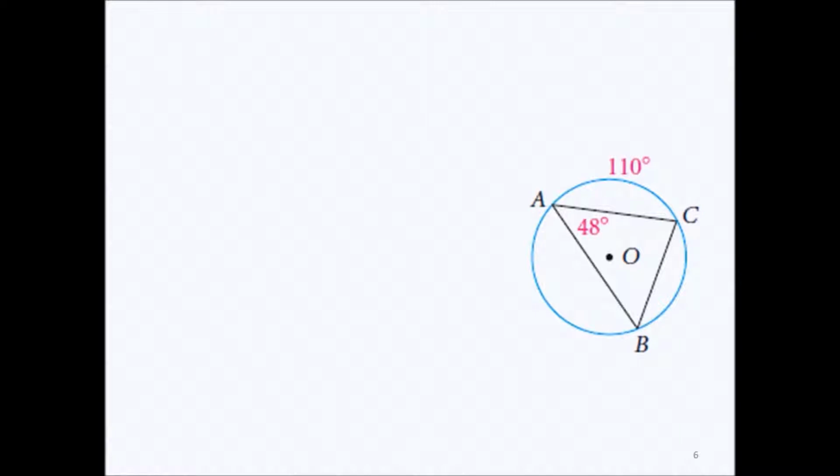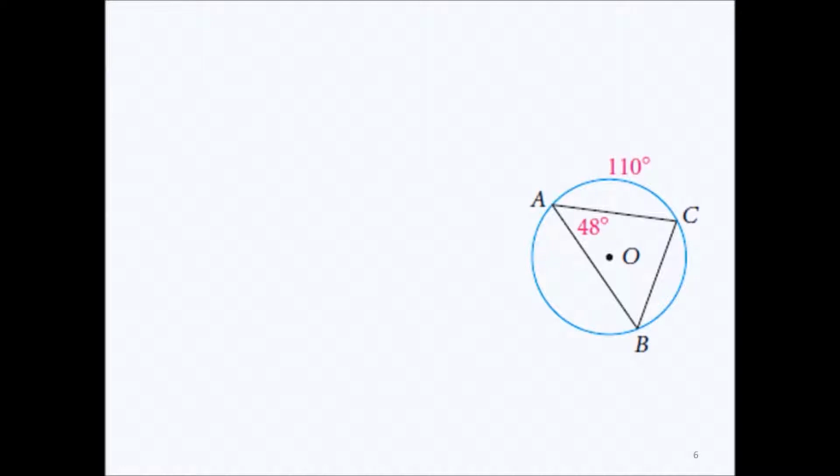There are 4 values that we have to find within the circle. The first value that we're going to find is the measurement of arc BC. To do that, one of the things we have to notice is that arc BC is the intercepted arc of angle A, and the value of angle A is given to us as 48 degrees.